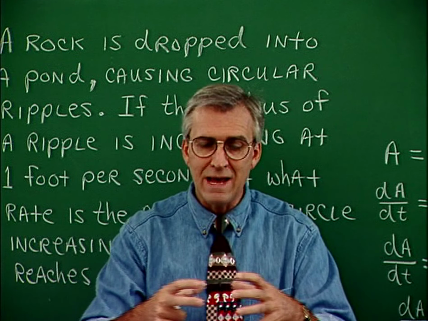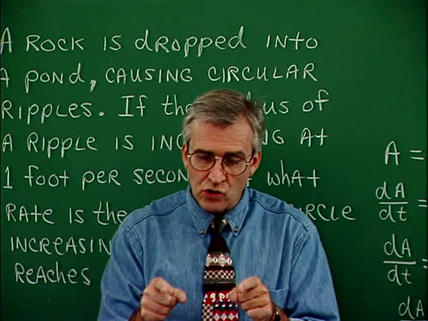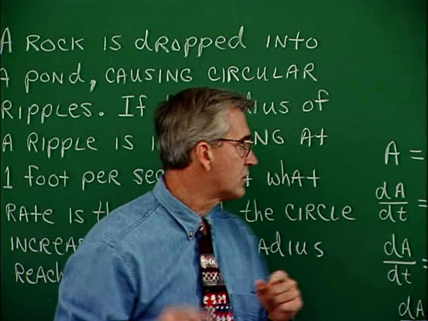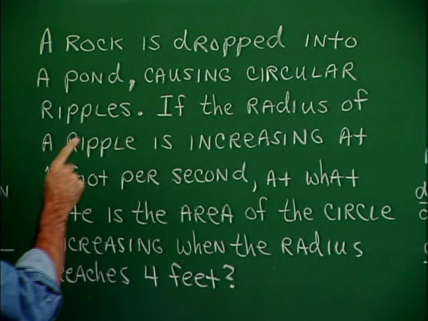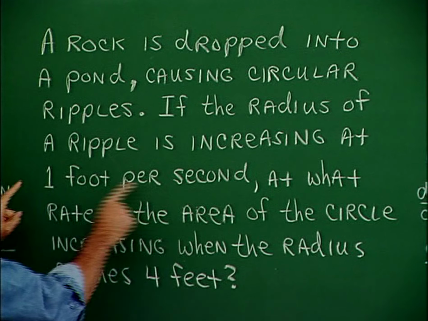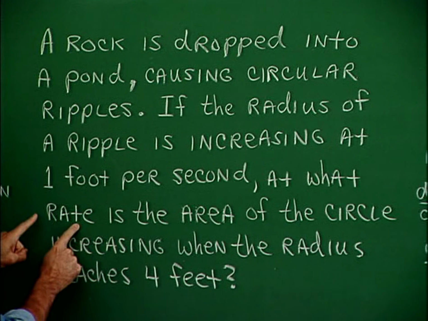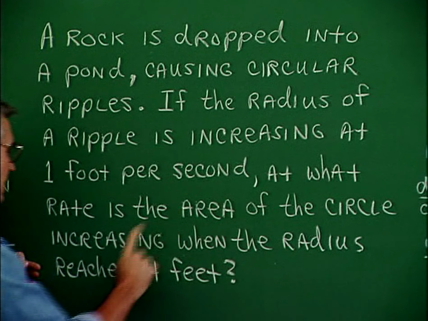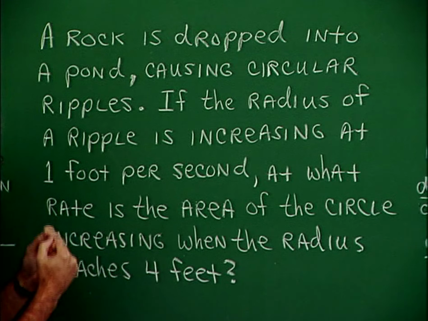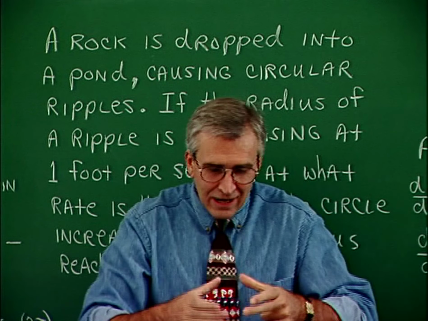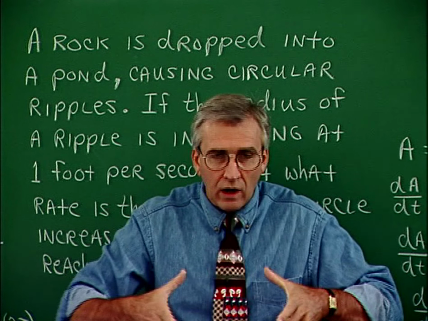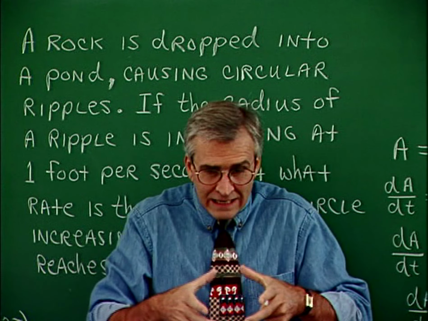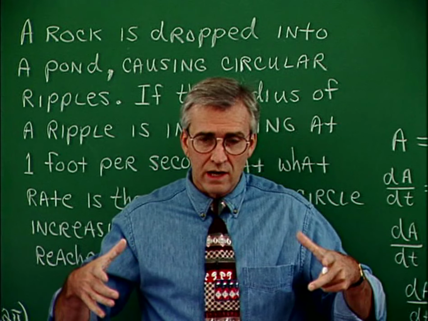And that rate can be measured by the change in the radius, so the radius of the circle is moving out. Now let's continue. The radius of a ripple is increasing at 1 foot per second. At what rate is the area of the circle increasing when the radius reaches 4 feet? As that circle is growing larger and larger, the radius is getting wider and wider, the area of the circle is getting bigger and bigger.